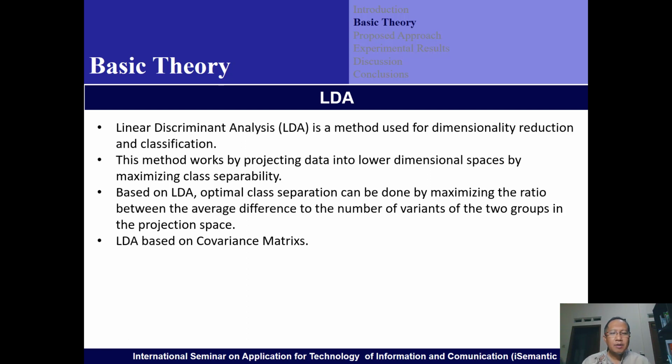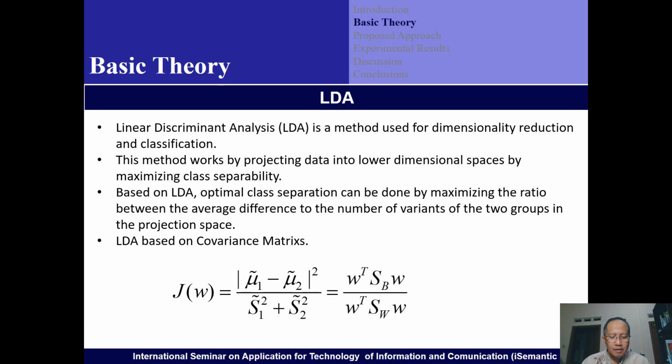LDA based on covariance matrix. This formula is used for classification problems with two classes by maximizing the function J(w) to get the projection vector.